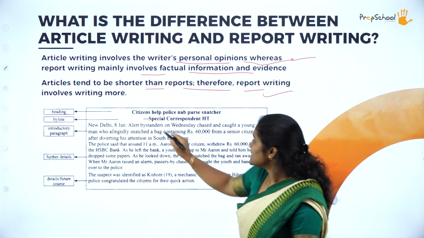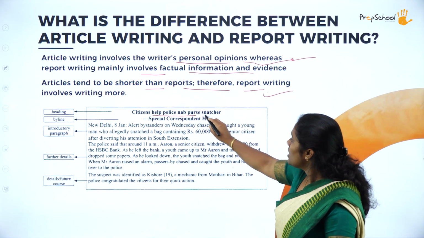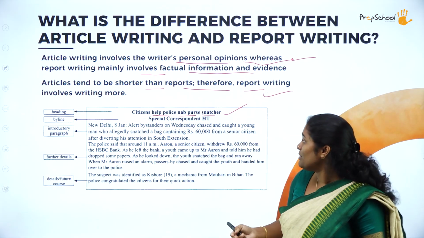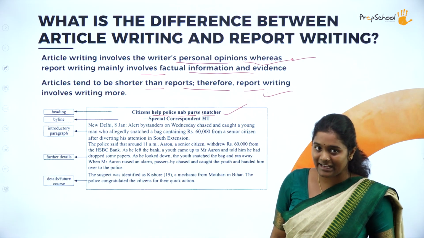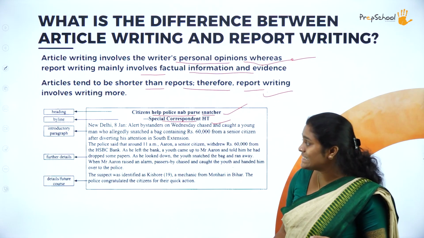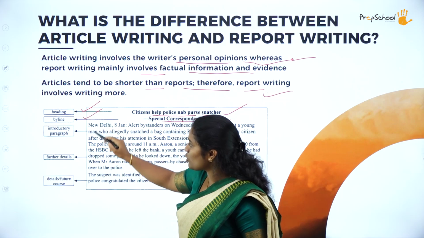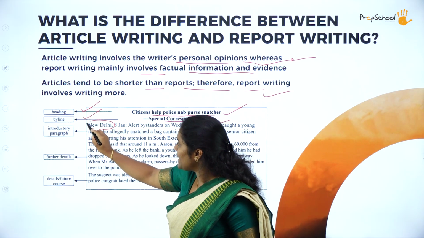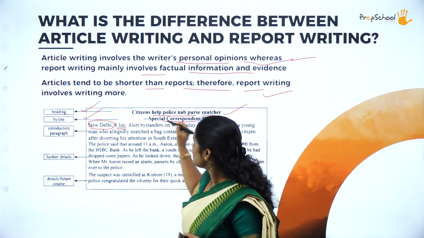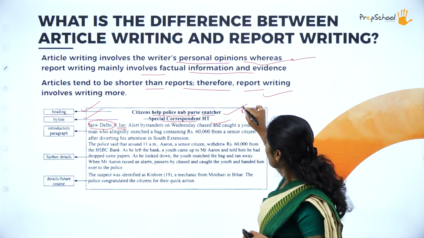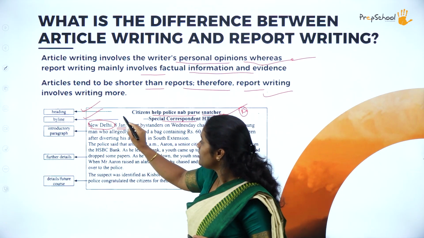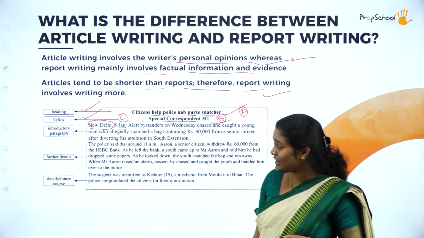Okay. Then, "Citizens help police nab purse snatcher." That is the headline. And special correspondent HT is the one who has written it. So the heading is over, the byline is over. New Delhi, you see the place, 8th Jan, place and time are there. So that is our A. B is also here. C was what? Place and date, that is also there.